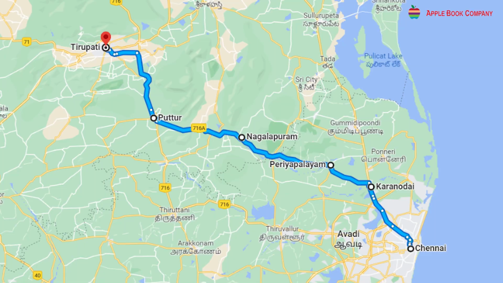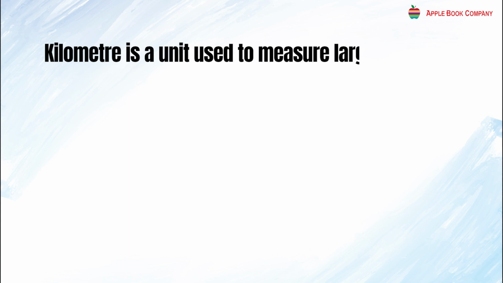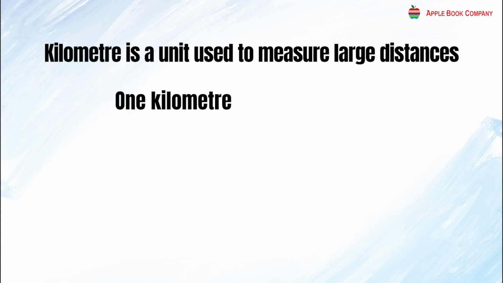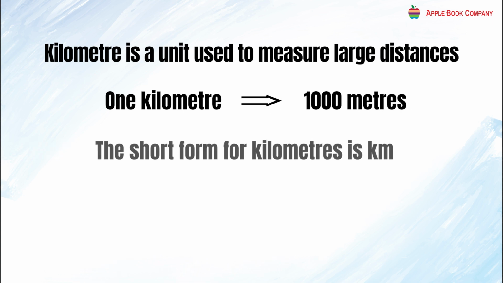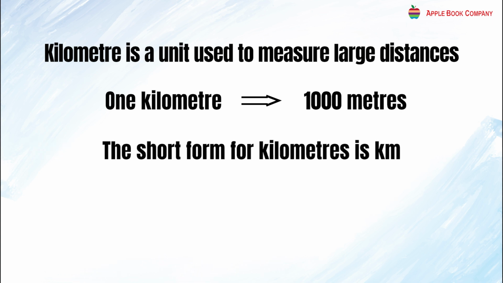Raju's father said the distance from Chennai to Tirupati is approximately 150 kilometers. The distance between two cities is measured in kilometers. Kilometer is a unit used to measure large distances. 1 kilometer is the same as 1000 meters. The short form for kilometers is km. 1 km is equal to 1000 m.